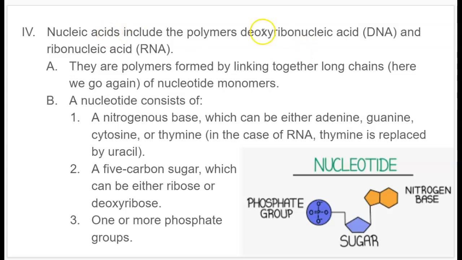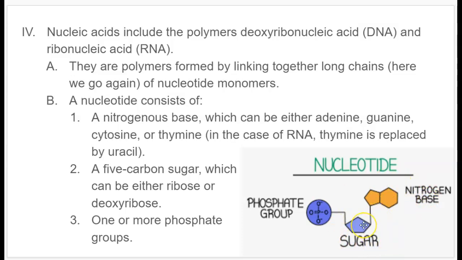There's two types. There's DNA, which stands for deoxyribonucleic acid, and RNA, which stands for ribonucleic acid. A nucleotide has a nitrogenous base, meaning a nitrogen-containing base. It's either going to be adenine, guanine, cytosine, or thymine. Or if we're talking about RNA, instead of thymine, it's uracil. And so they're going to be different depending on their chemical structure.